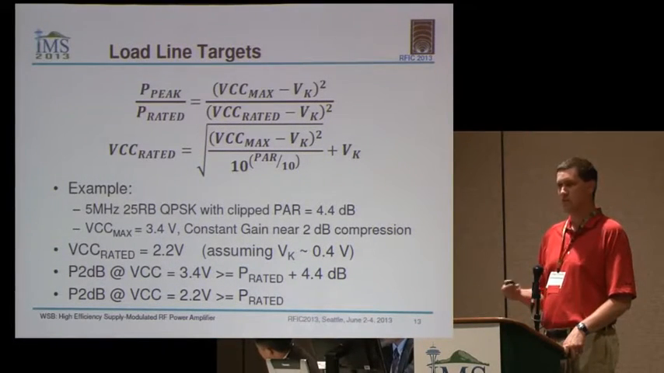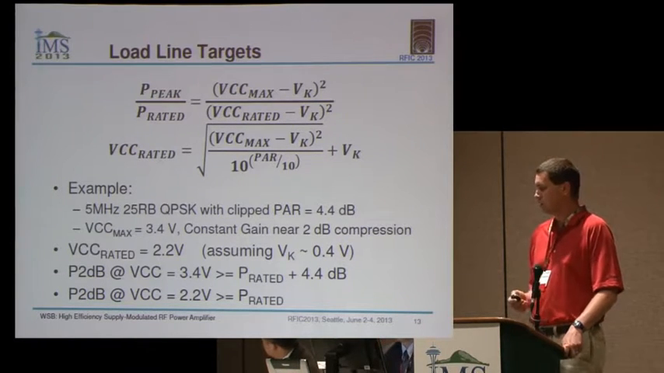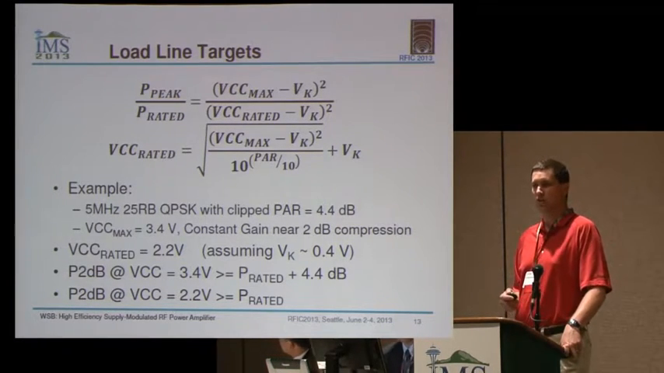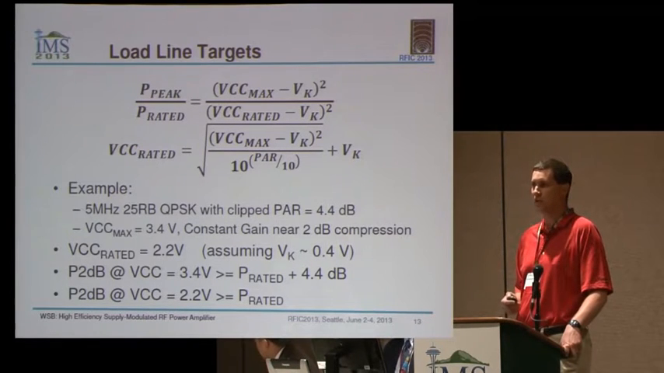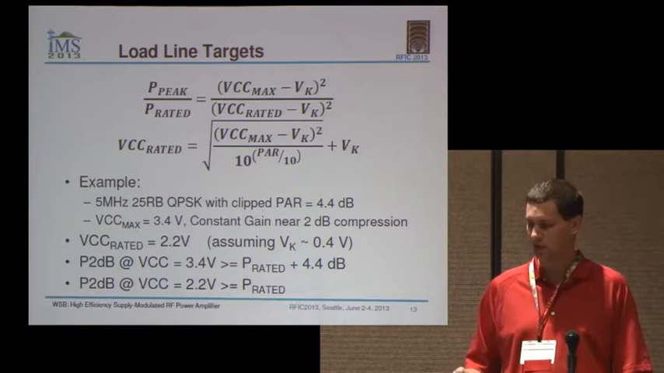As an example case, let's run through some numbers. If we have a 5 megahertz 25 resource block QPSK signal, and based on the simulation earlier, we saw that we could clip to about a 4.4 dB peak to average ratio and still expect decent ACLR. And then we want to operate that in a system that maybe has a supply modulator with a VCC max voltage of 3.4 volts and wants us to operate near about 2 dB gain compression. We can calculate a VCC rated of 2.2 volts, assuming an effective knee voltage of 0.4 of a volt from some of the empirical data.